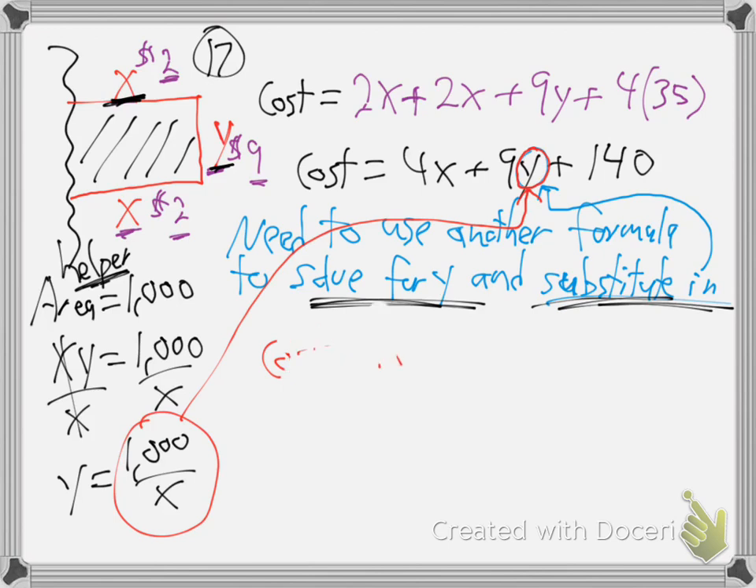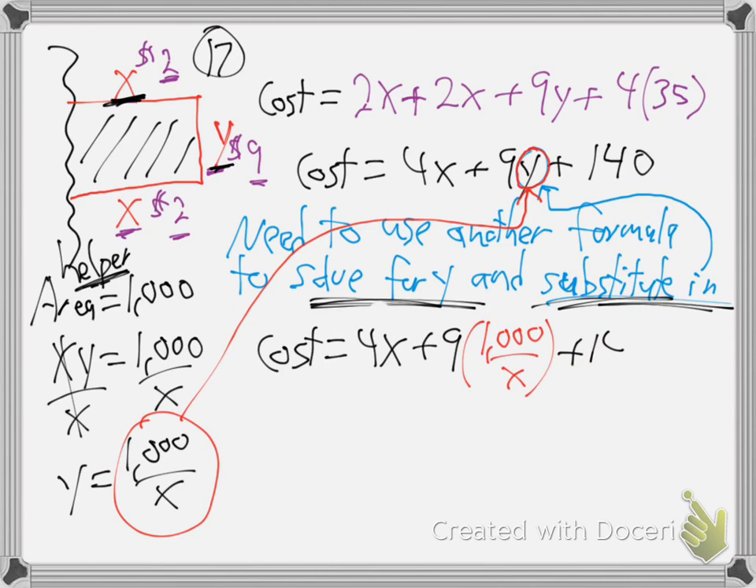right here, let me change the color a little bit. 4x plus 9 times y, and what is y? 1,000 over x plus 140. We good so far? So we have a cost formula now that has only x, huh?